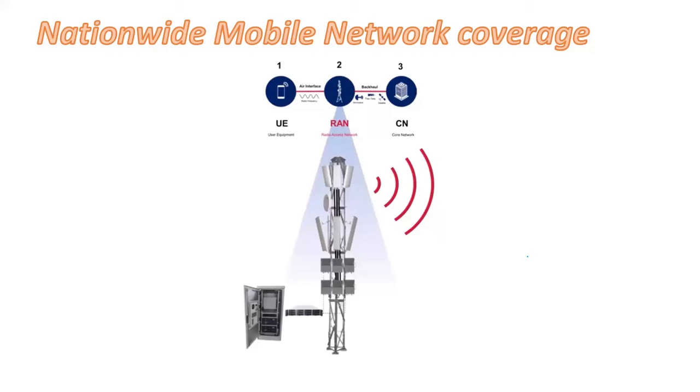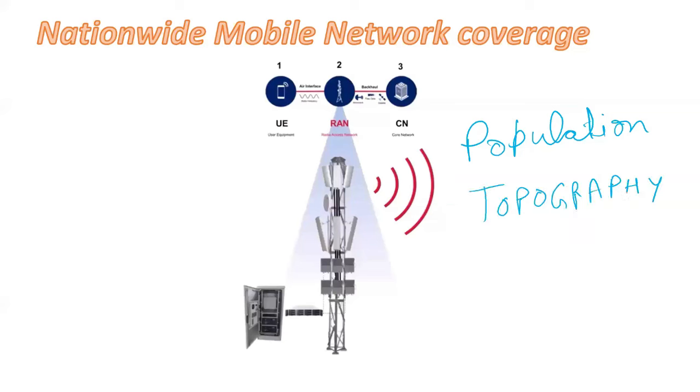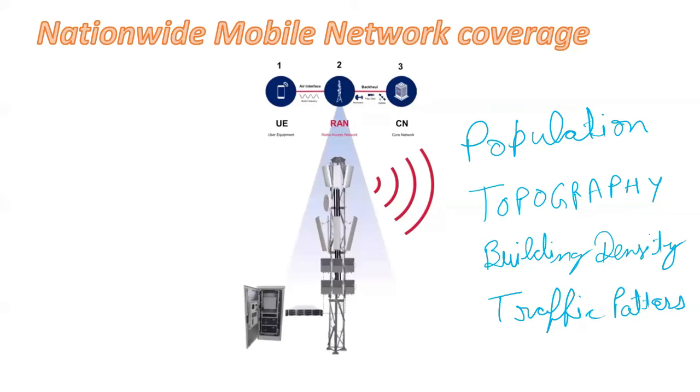So when you are planning the deployment of a radio access network, network operators consider various factors to design for coverage and capacity. Factors can be population density, topography, building density, or traffic pattern, right? So there can be many, many factors. By analyzing these factors, network operators can determine the optimal location and configuration of the RAN. The ultimate aim is to ensure maximum coverage and capacity.